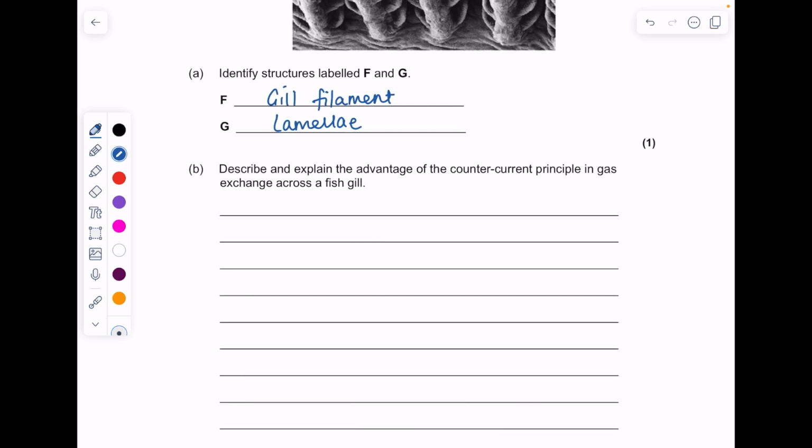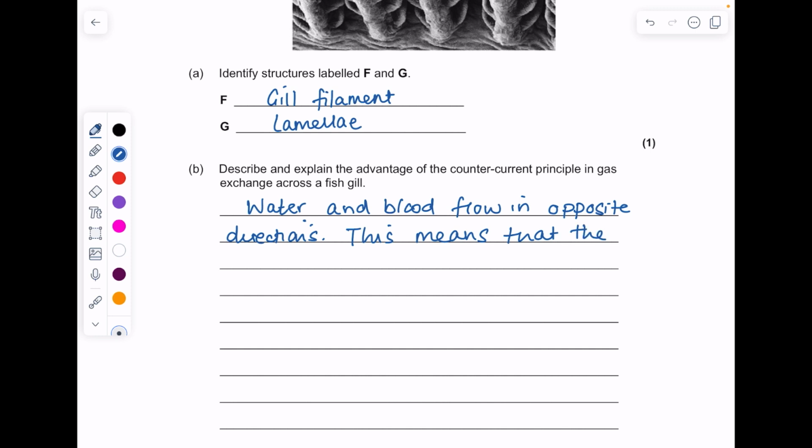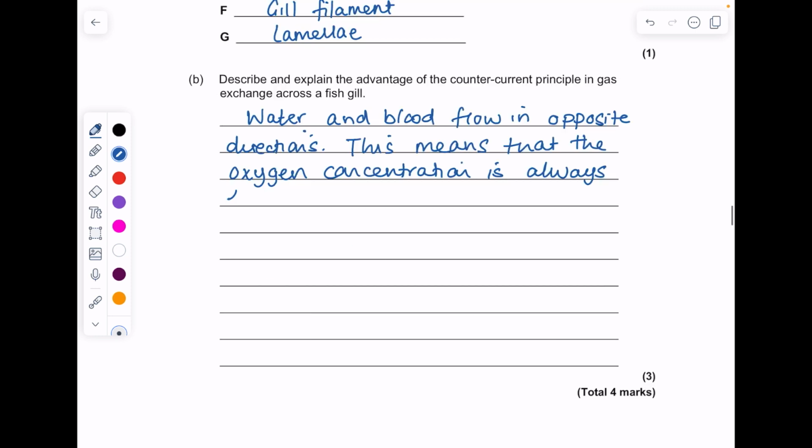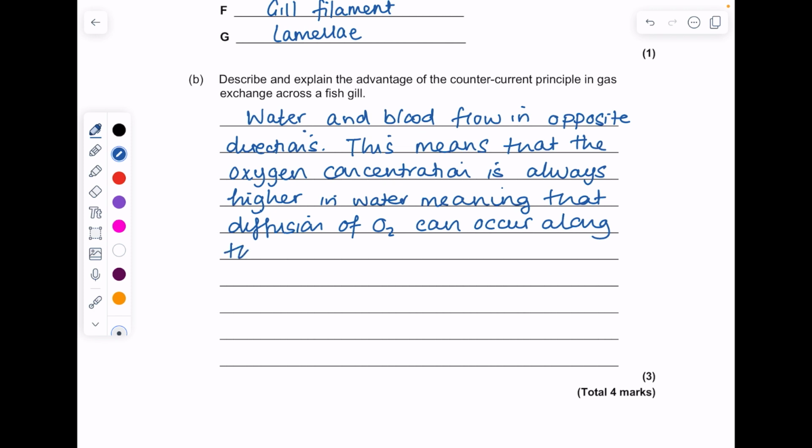Describe and explain the advantage of the countercurrent principle in gas exchange across a fish gill. So we're going to start by saying what it is. So we're going to say that water and blood flow in opposite directions. This means that the oxygen concentration is always higher in water, meaning that diffusion of oxygen can occur along the whole length of the gill.